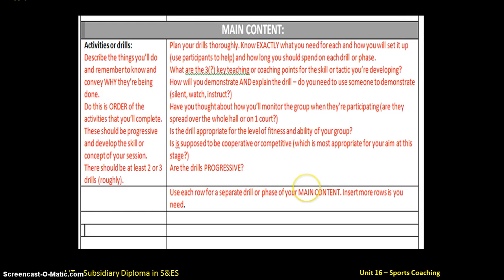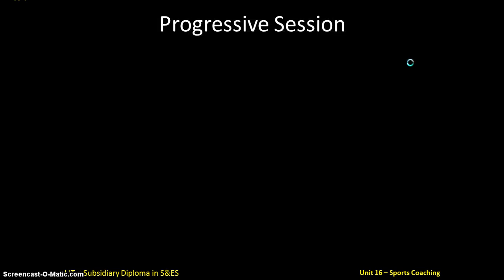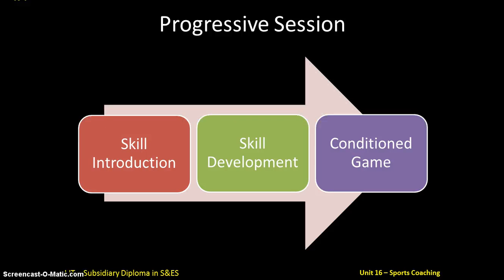The main content then, as I said, I need progressive activities. So you would start with something. I'm just going to flip ahead actually. You would start with something that introduces your skill on a very basic level, that gives you an opportunity to give them probably 3 clear teaching points that you're going to repeat throughout the session.